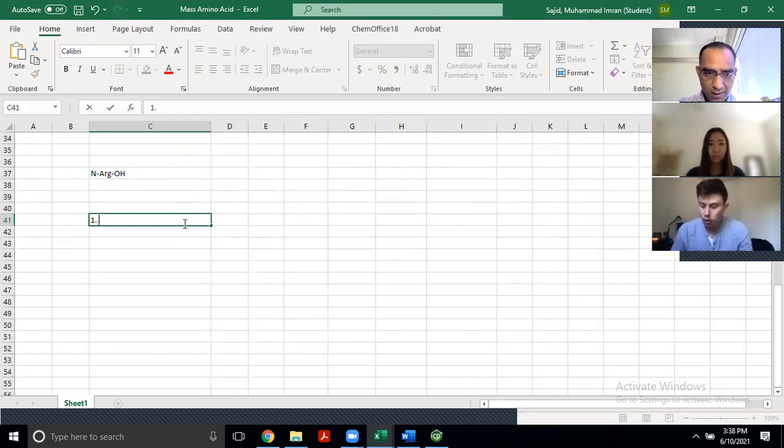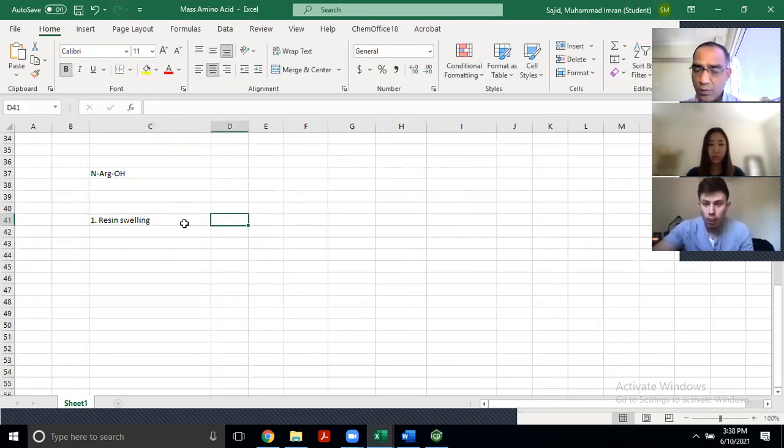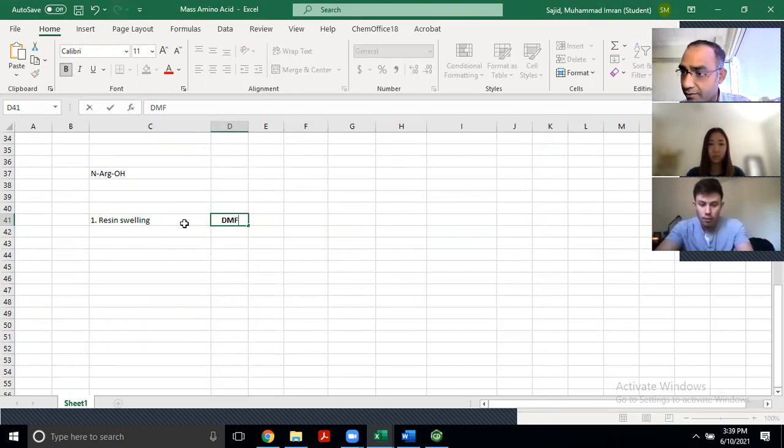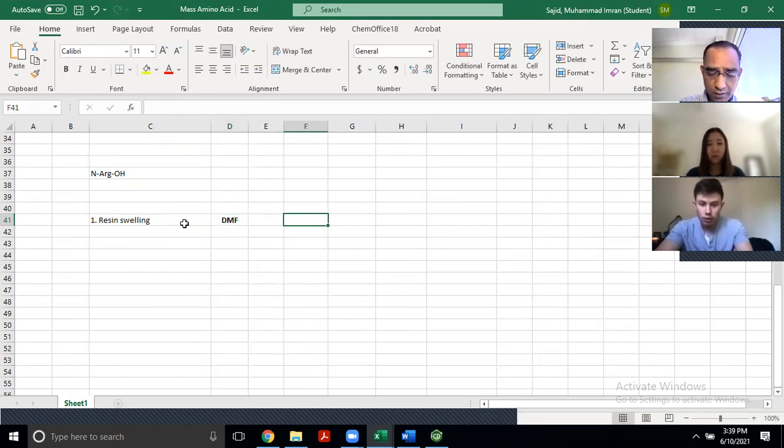First, resin swelling. What is resin swelling? We take the reaction vessel and put the resin in it, and then we swell it in DMF. How long? Usually for 30 minutes.